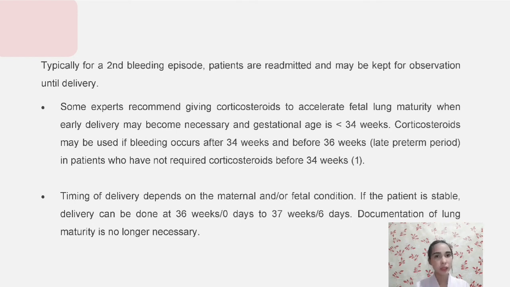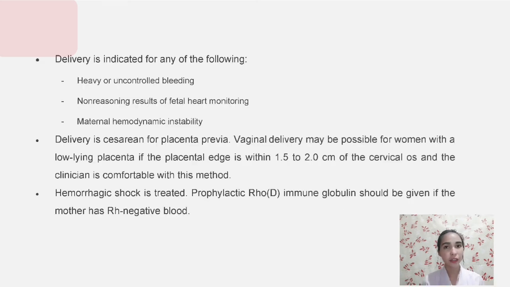Some experts recommend giving corticosteroids to accelerate fetal lung maturity when early delivery may become necessary and gestational age is less than 34 weeks. Corticosteroids may be used if bleeding occurs after 34 weeks and before 36 weeks, or late preterm period, in patients who have not required corticosteroids before 34 weeks. Timing of delivery depends on the maternal and/or fetal condition. If the patient is stable, delivery can be done at 36 weeks to 37 weeks. Documentation of lung maturity is no longer necessary.